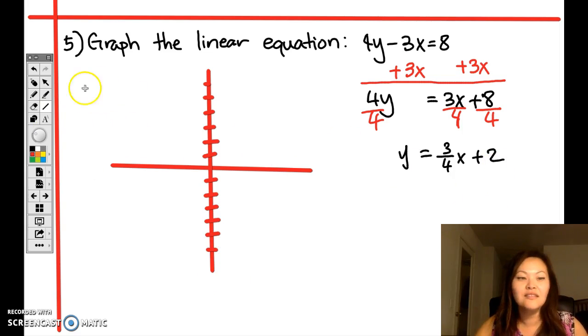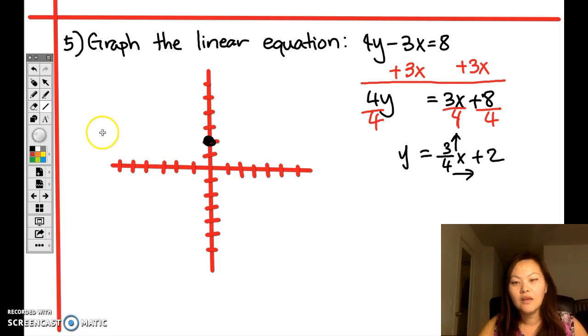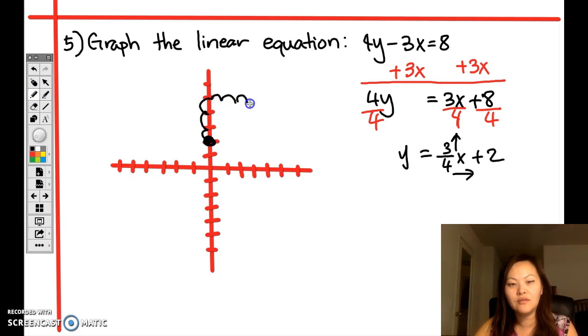All right, so then you start with the 2, 0, 1, 2. So you put your point right there, and then your slope is 3 over 4, which means you go up 3 to the right 4, right? So let's go ahead and put some more tick marks here. So then you have to go up 3, 1, 2, 3, and to the right 4. 1, 2, 3, 4.